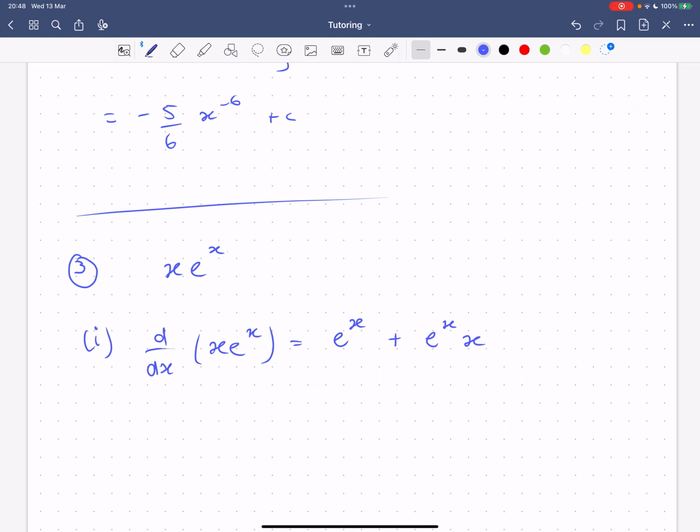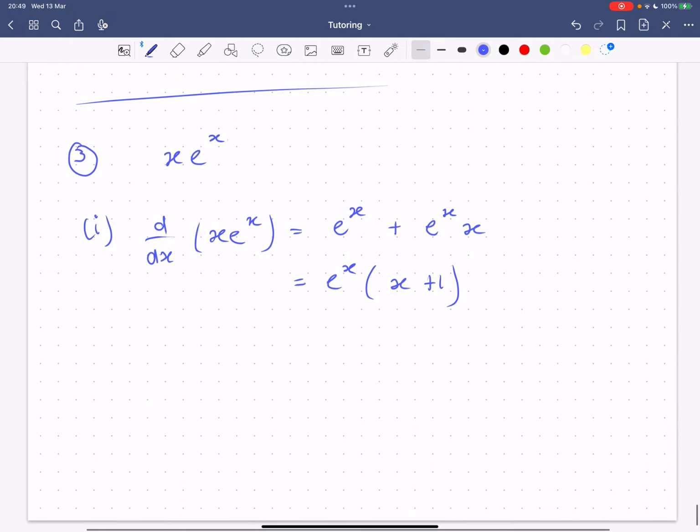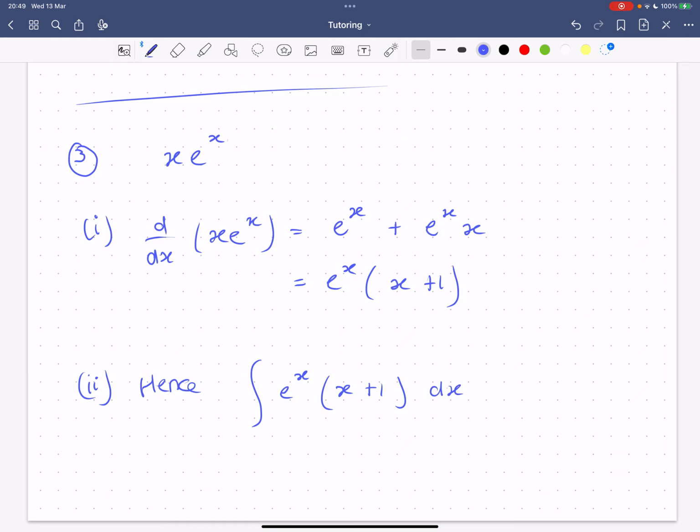Right. So the differentiation of x e to the x is e to the x plus e to the x times x. In other words, we could say it's e to the x times (x plus 1) if we factorized. Now in Extension 1 and in Advanced, what they might do is go, hence, determine the integral of e to the x (x plus 1) dx. Oh, I think I've done that wrong. Yeah, no, the integral of e to the x (x plus 1).